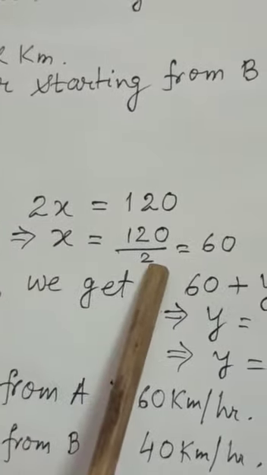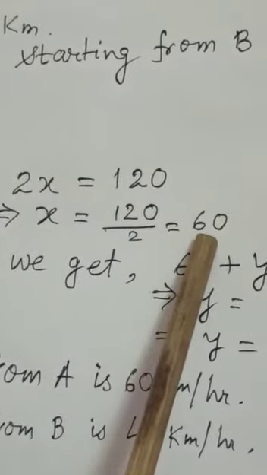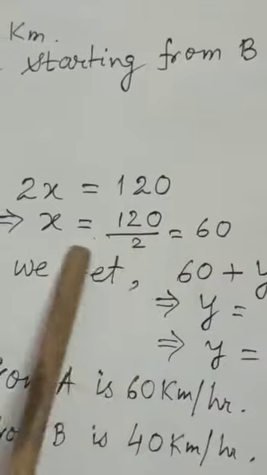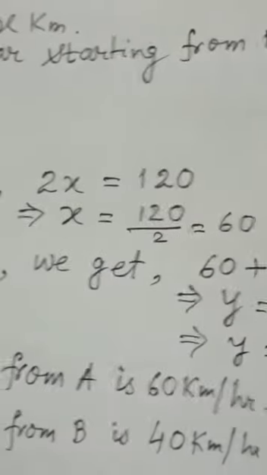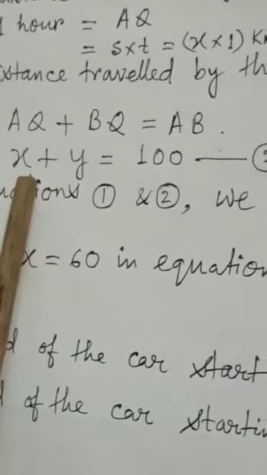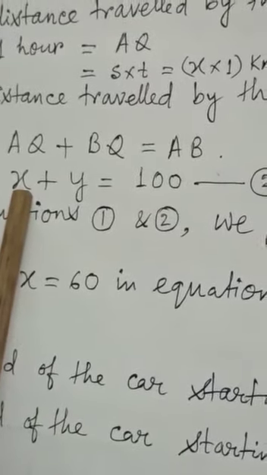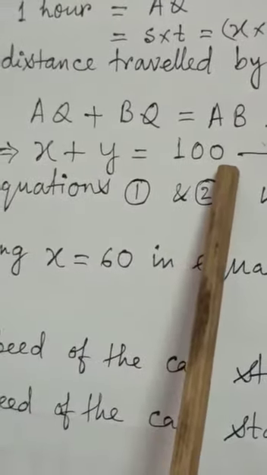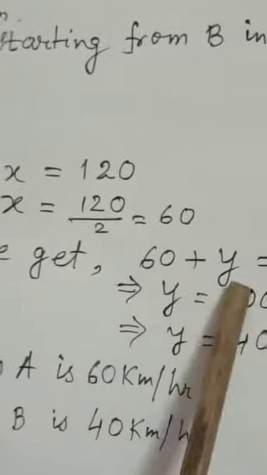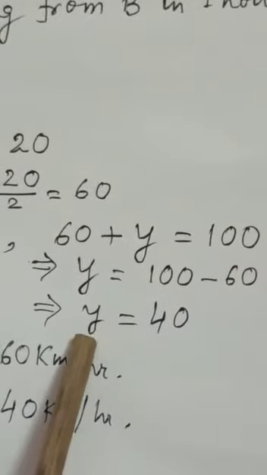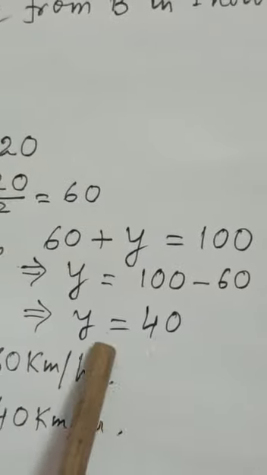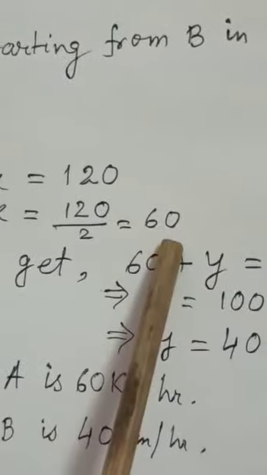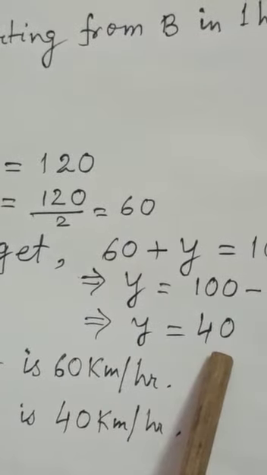That implies x is equal to 120 by 2, that is equal to 60. Now substituting this value of x, that is x is equal to 60, in equation 2, we get, in place of x we will put 60. So 60 plus y is equal to 100, which we have written here. 60 plus y is equal to 100, and after solving we get finally y is equal to 40. Therefore finally x is equal to 60 and y is equal to 40.